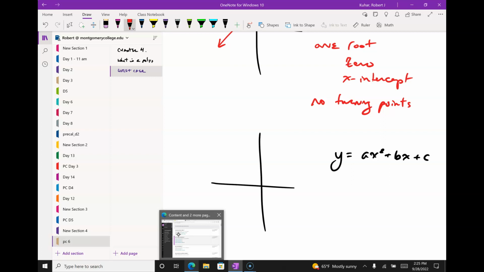So worst case scenario, it could be here. It could be here. It could be here. Could be anywhere really, but notice how many zeros it has. How many times does this one hit the x-axis? How many times does this one hit the x-axis? How many times does this one hit the x-axis? So up to 2 roots.